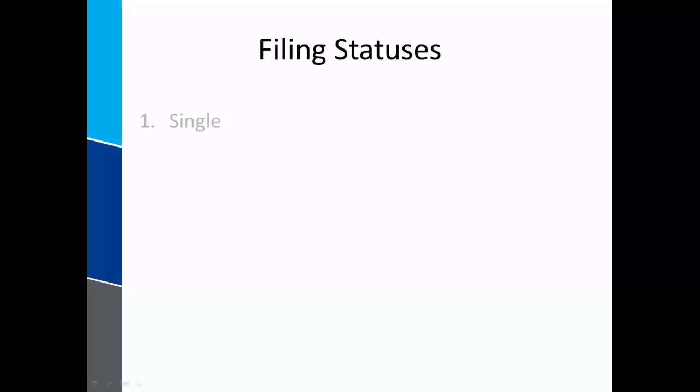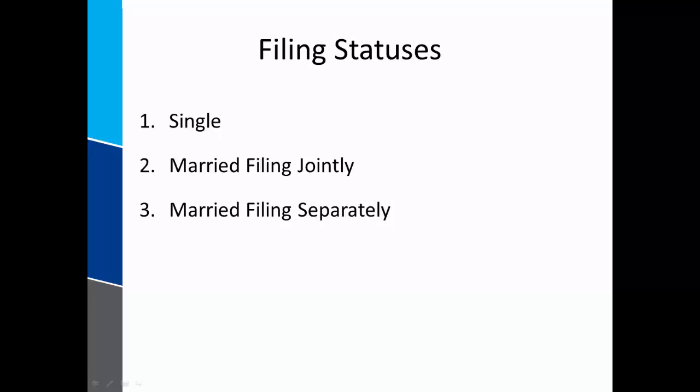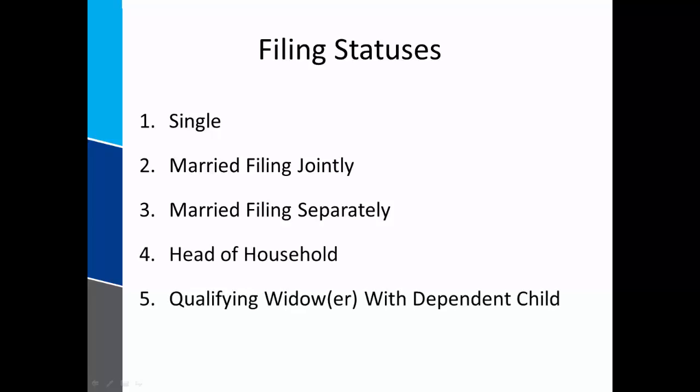There are 5 filing statuses: single, married filing jointly, married filing separately, head of household, and qualifying widow with dependent child. Multiple factors must be considered to determine your filing status. If you find that more than one status applies to you, choose the one that will give you the lowest tax. If you are unsure which option will be best for you, feel free to reach out to us. Let's review each filing status.